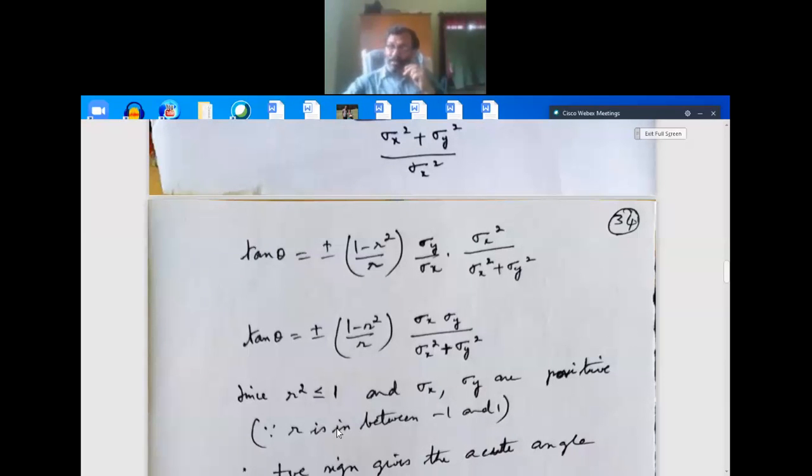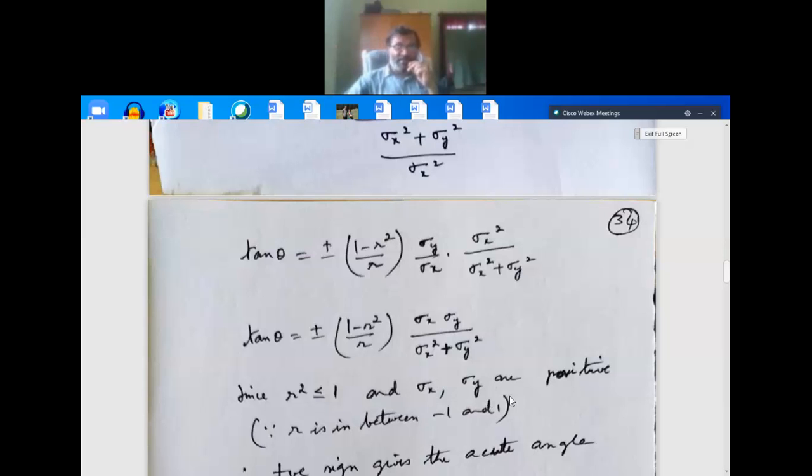The maximum value it can attain is plus 1, not anything else. So r squared is always less than or equal to 1. Okay, I hope it is clear. The value of r is in between minus 1 and plus 1. So r squared is always less than or equal to 1.